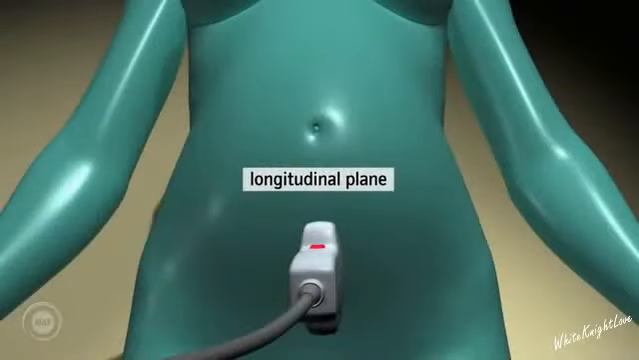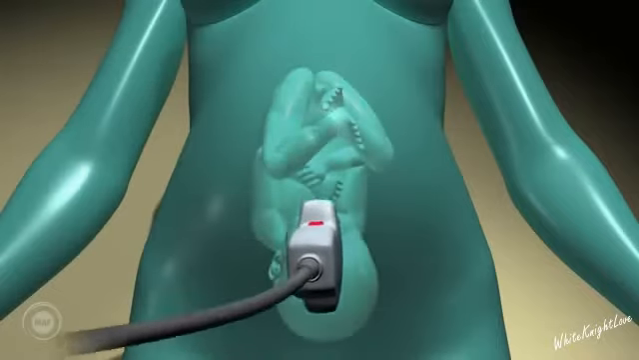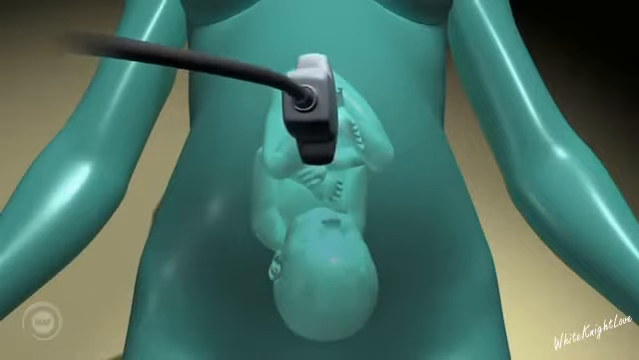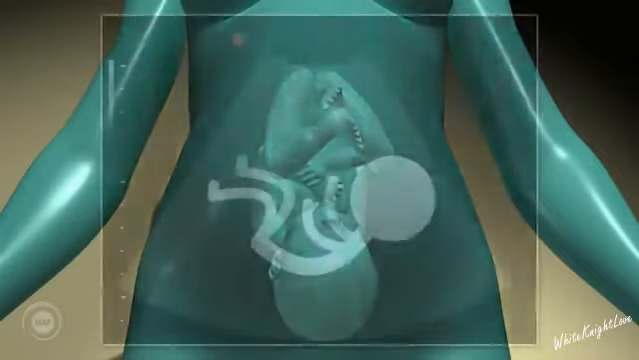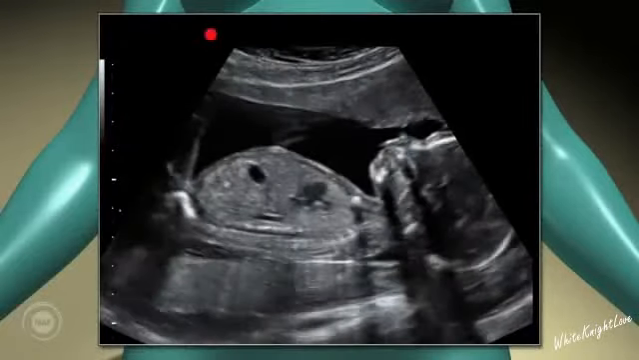Cephalic, back posterior. Scanning in the longitudinal plane, the fetus's back is lying along the mother's back. They are back to back. The head will appear to the right of the screen, and its back will be on the lower part of the screen.